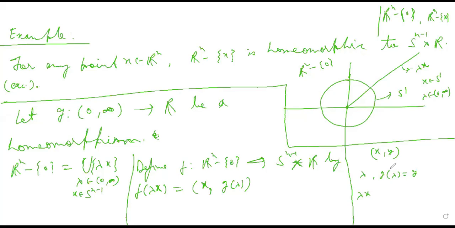So f is surjective, and what about injectivity? Consider two points with f of lambda 1 x1 equal to f of lambda 2 x2. This implies x1 comma g of lambda 1 equals x2 comma g of lambda 2. It means x1 equals x2 and g of lambda 1 equals g of lambda 2. But g is bijective and hence injective in particular. Hence lambda 1 equals lambda 2. So x1 equals x2 and lambda 1 equals lambda 2 implies lambda 1 x1 equals lambda 2 x2.